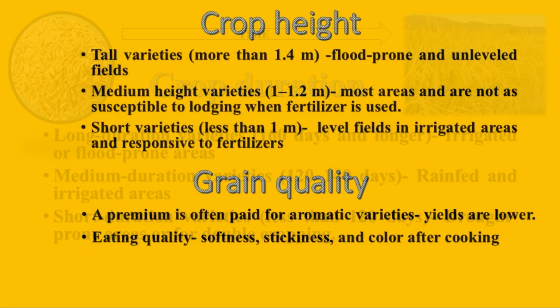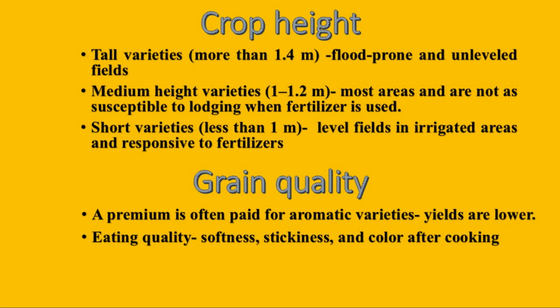Second condition, crop height. There are three kinds of varieties found in the market. Tall varieties are 1.4 meters and maybe taller than that and are suitable for flood prone areas or unlevel land. Lodging may be the problem. Medium height varieties are 1 to 1.2 meters in height and are suitable for most areas and are not as susceptible to lodging. Short varieties are best suited to level beds, especially in irrigated areas. They are responsive to fertilizer and are normally less than 1 meter in height.